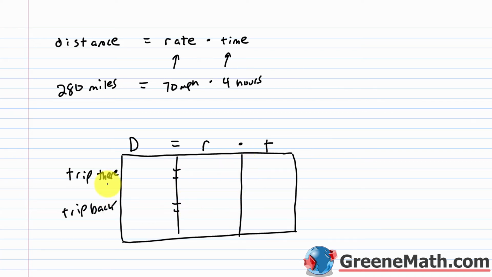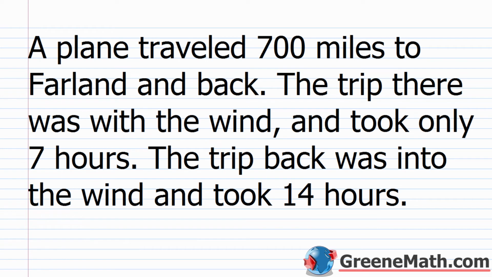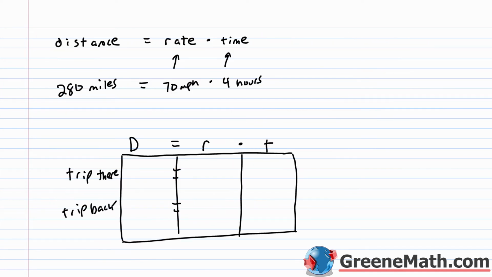So let's go in and get some information. For the trip there, we know the distance is 700 miles in each case. The plane traveled 700 miles to Farland and back, so the distances will be the same. Let's fill that out. For the trip there, the distance is 700. The trip back, the distance is also 700.